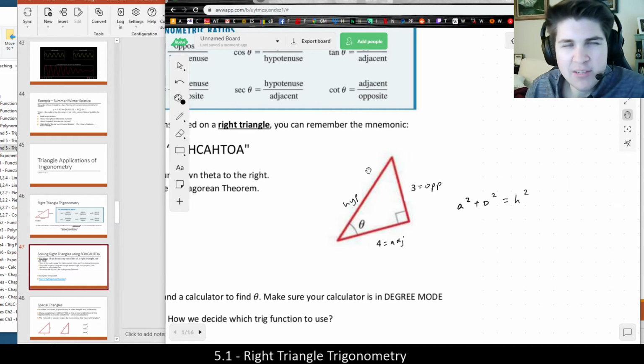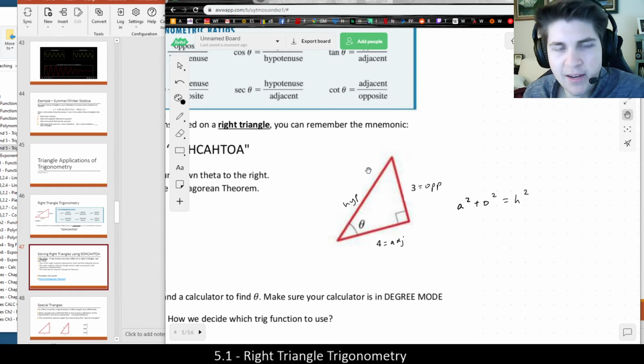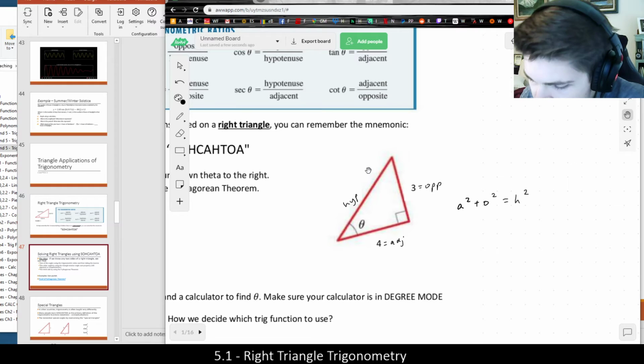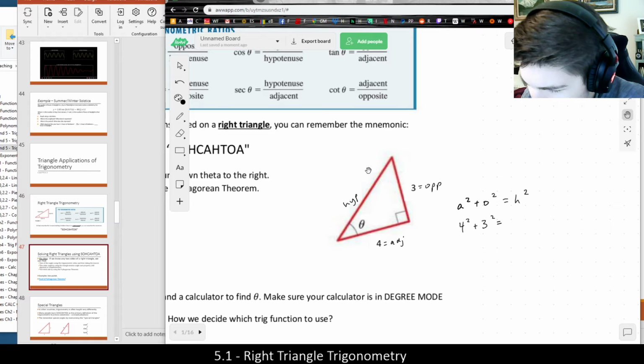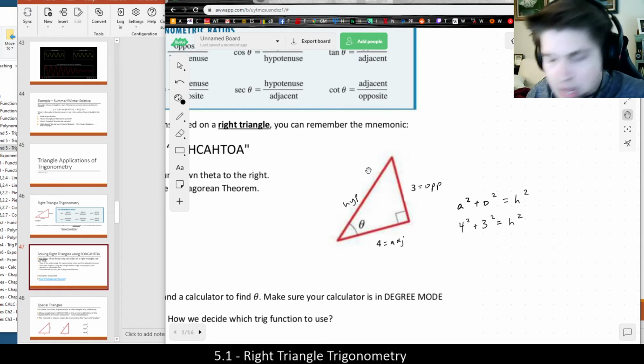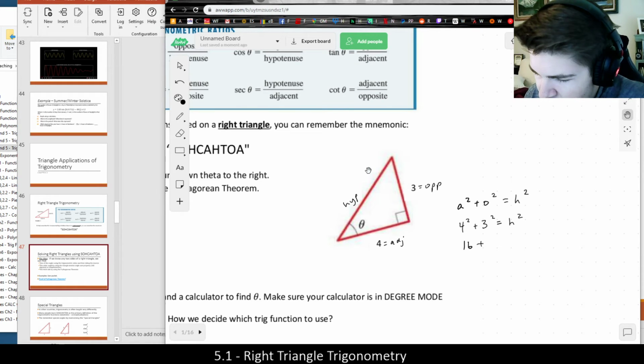Because that's the same as a squared plus b squared equals c squared. The hypotenuse is always c with the Pythagorean theorem. Plugging those numbers in, I would have that 4 squared plus 3 squared is equal to the hypotenuse squared. Of course, that would be 16 plus 9, which is 25.